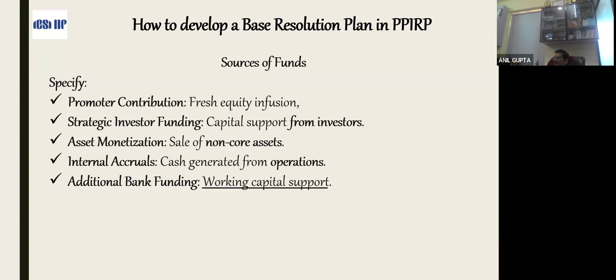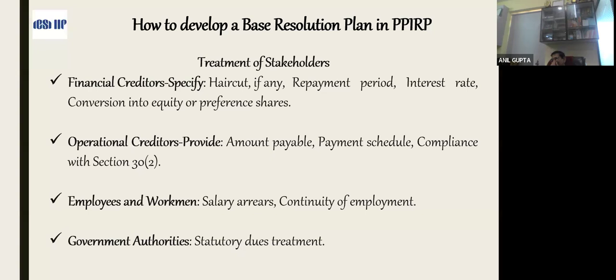Internal accruals: the cash generated from operations, how much cash is generated through operations. And additional banking funding: how much you require for working capital support. All these things are also to be mentioned in that base resolution plan.